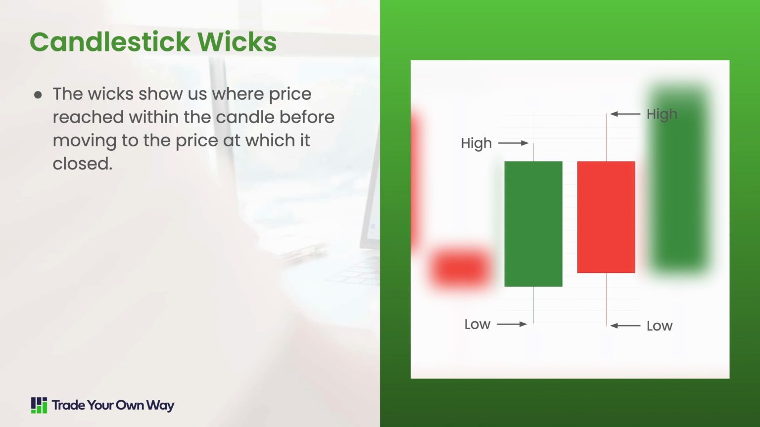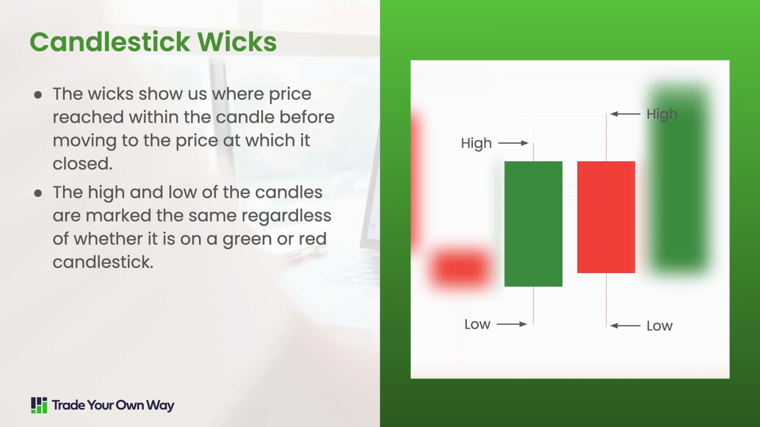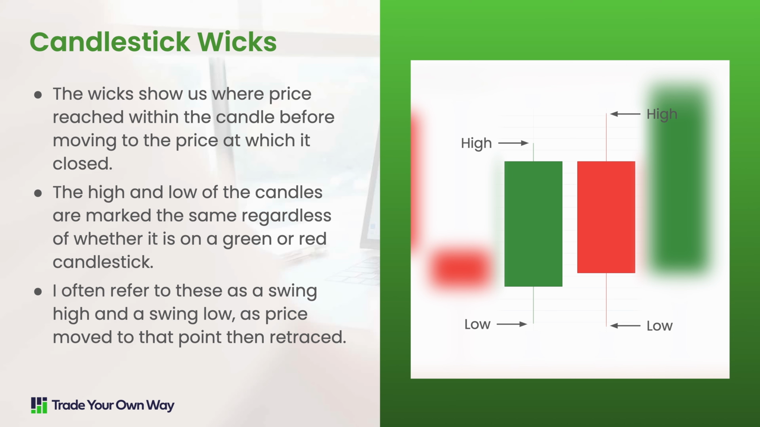The wicks on the end of candlesticks show us where price reached to within the candle before moving to the price at which it closed. The high and low of the candles are marked the same regardless of whether it is a green or red candlestick. I often refer to these as swing high and swing low as price moved to that point before retracing.